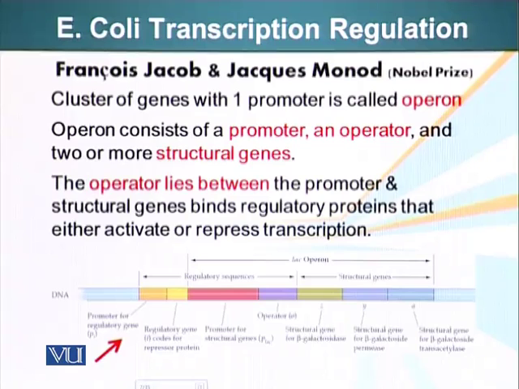E. coli transcription regulation was worked out by Francois Jacob and Jacques Monod. They were studying E. coli and they came across a system of genes which is responsible for processing lactose. Let's see the anatomy of these genes, how they are arranged on the bacterial chromosome.